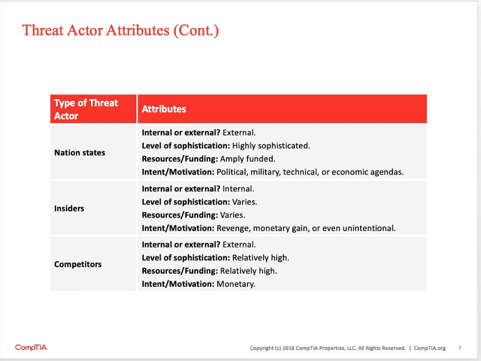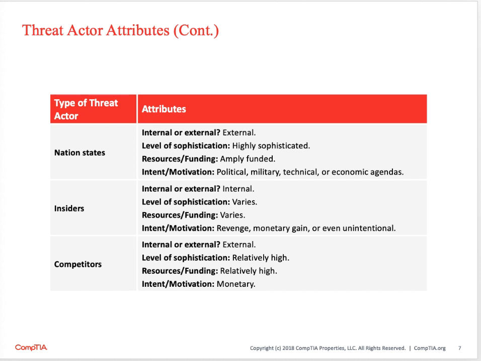And then their intent or motivation is going to be revenge primarily, monetary gain. It could be unintentional. It could be some sort of goal they're trying to attain as a result of their personal political beliefs, just like it was with Manning and Snowden, right? So they're going to have a lot of different reasons, but for the purposes of the test, let's just primarily focus on the revenge, monetary, and unintentional.